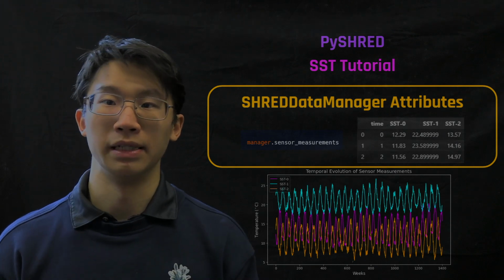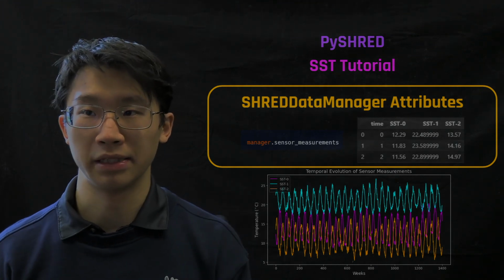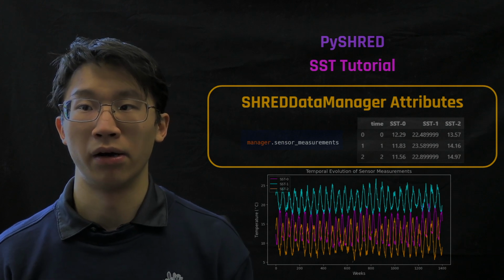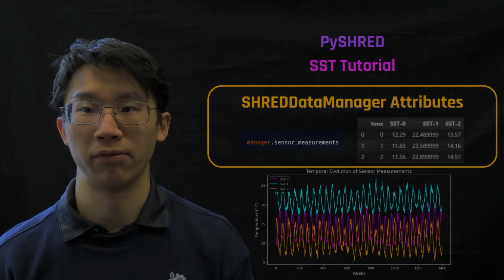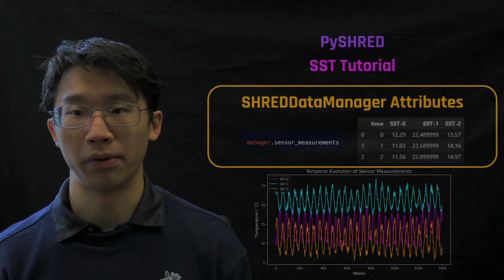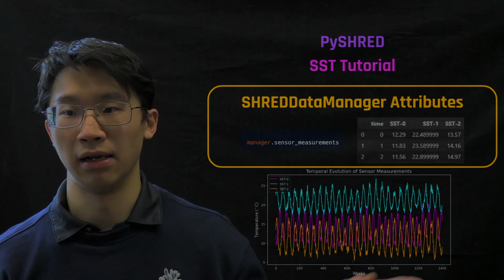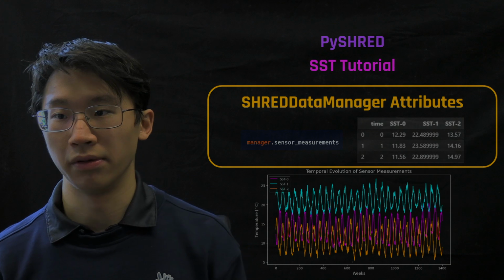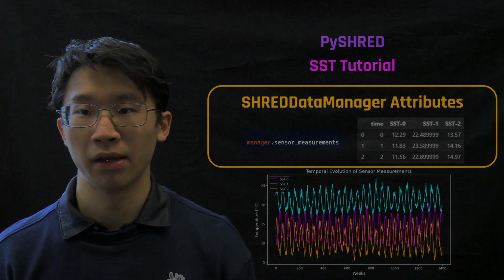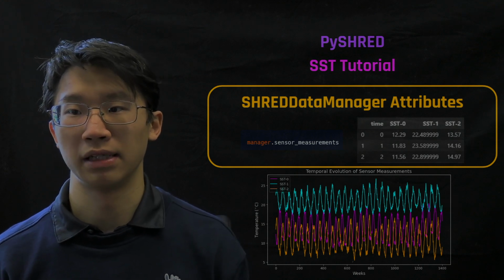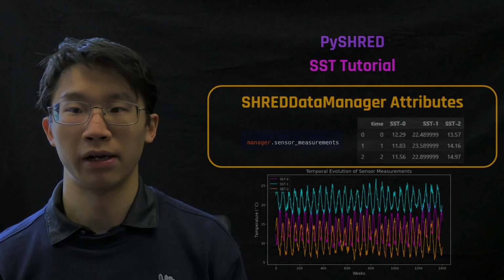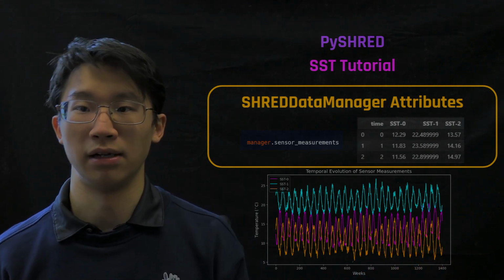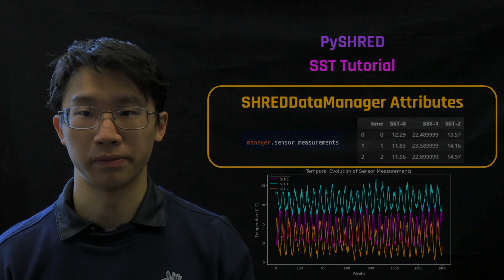Another attribute is manager.sensor_measurements. This shows all the sensor measurements that come from the 3 sensors that we selected. We can plot that as a time series as shown down below. It spans from 0 to 1400 weeks, and we have the 3 sensors in 3 different colors. And we can really see the yearly trends as it oscillates back and forth.